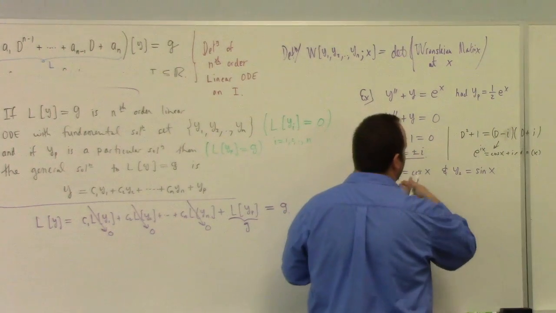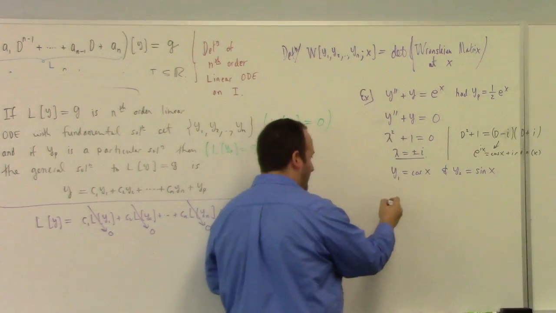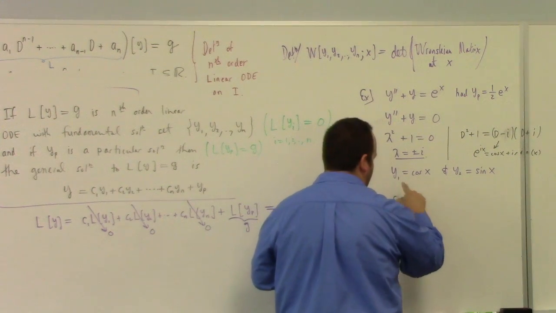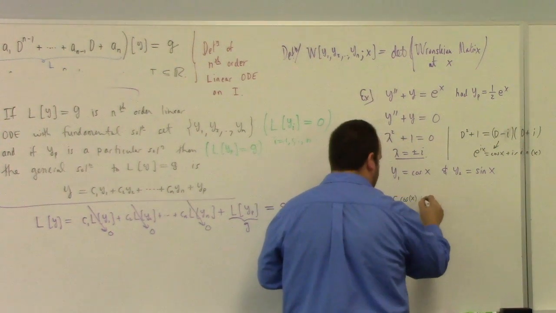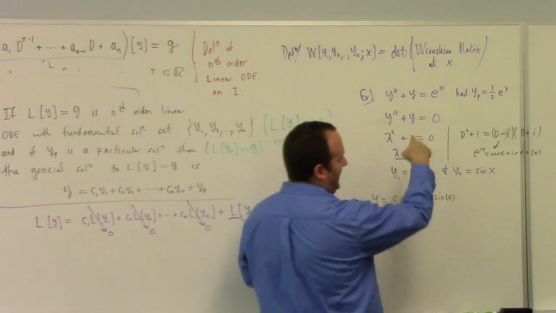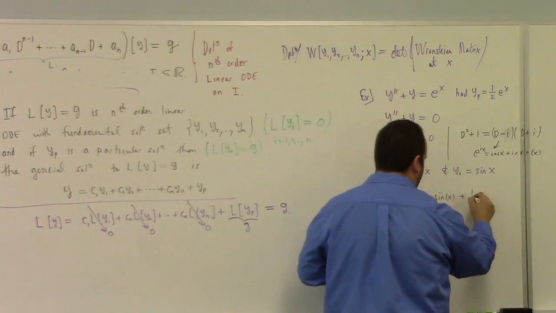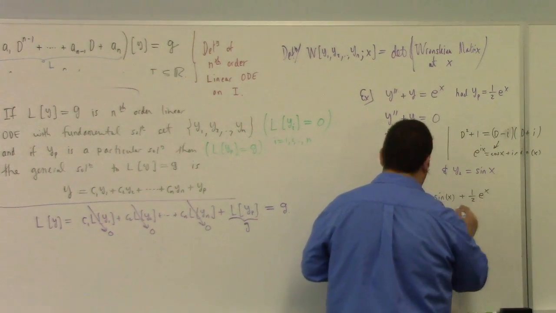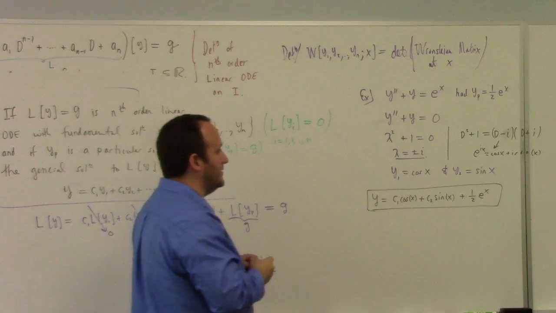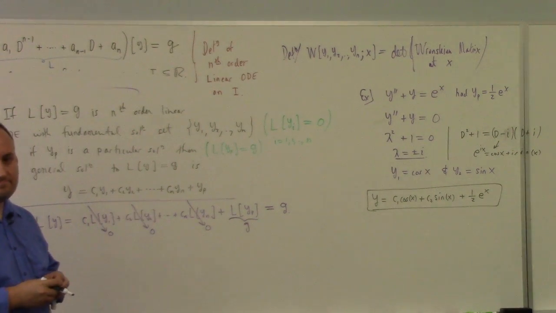Getting to the point, what's my general solution? So I find my fundamental solution set, cosine and sine. I take a linear combination of these, and then I simply add the particular solution. And that is it. That is the general solution to this second order non-homogeneous ODE.